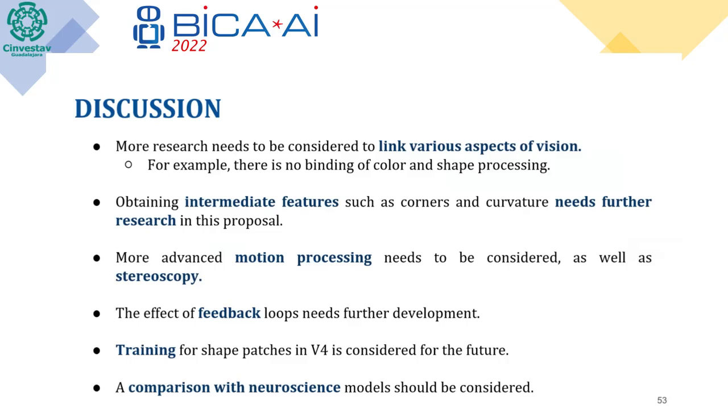We need to do more research to link various aspects of vision. We talked about discovering some aspects of vision, but for example, there is no binding of color and shape processing. You can see the color processing goes in one way and looks very isolated. And also we need to bind them, for example, with more functions between the dorsal and the ventral pathway.